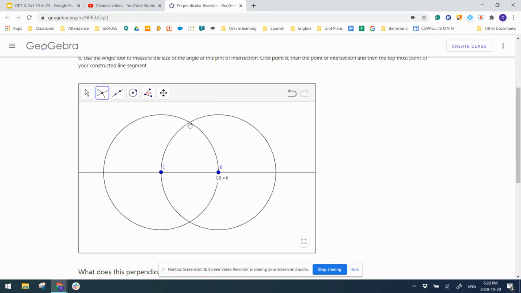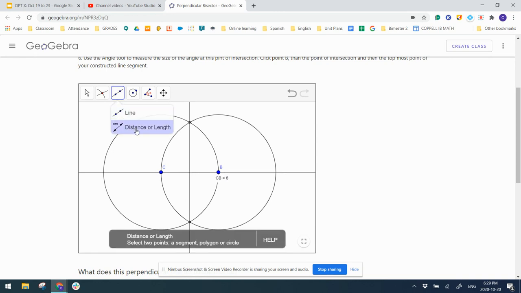So I'm going to mark where the circles intersect up here, and where the circles intersect down here. Now if I draw a line from this first intersection to the second one, we can see that I have a line that looks like it's going through the middle of C and B. So let's test that. Let's measure the distance.